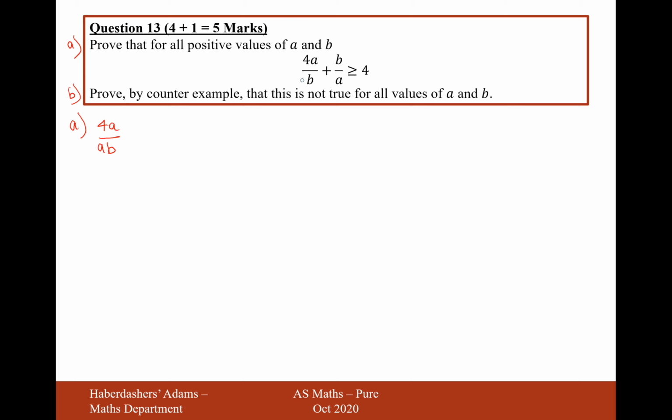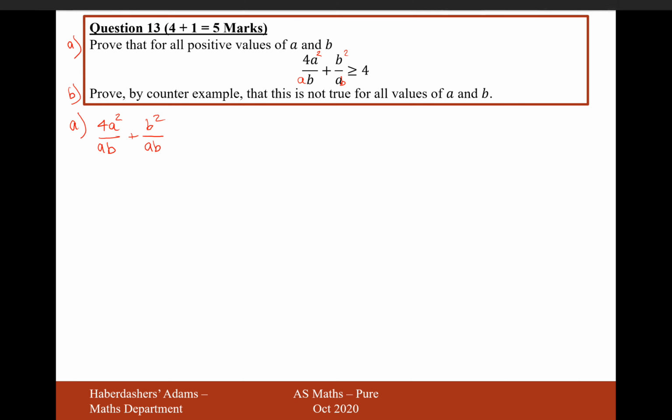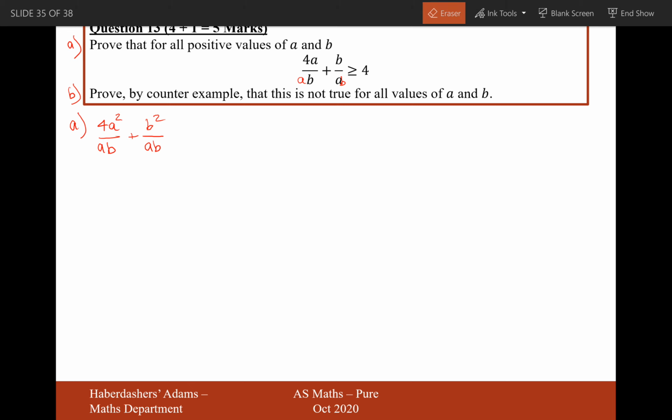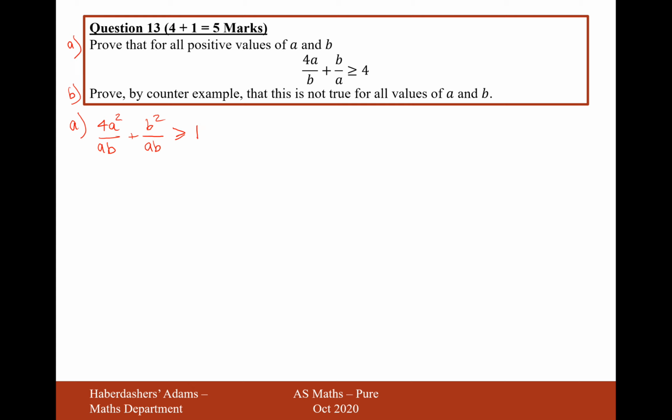So on the first one, I need to multiply by an extra A. So that's going to turn into 4A squared on the top. And on the second one, I need to multiply the top by another B. So that'll be now B squared. Let's just rub those workings out just to not confuse things later on. This is going to be greater than or equal to 4. Now we'll add the fractions together because we have created a common denominator.